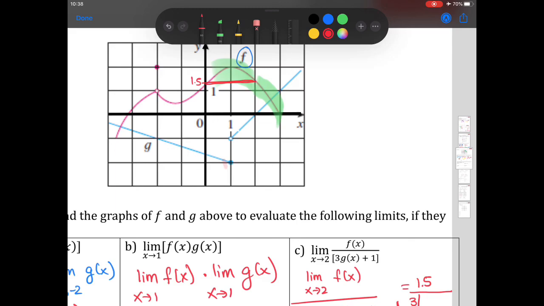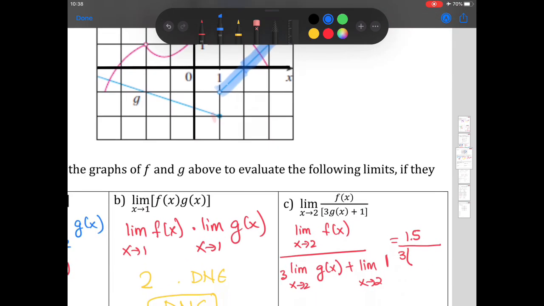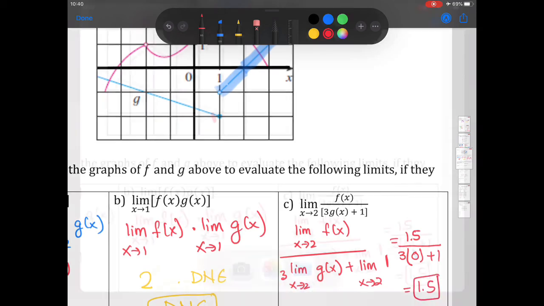I'm going to take a different color so that we can see it. From the left when it's approaching 2, it is 0. From the right when it's approaching 2, it is 0. So it's going to be 3 times 0. And the limit of a constant is just a constant. So this would be actually 1.5. So finish up the remaining practice problem.